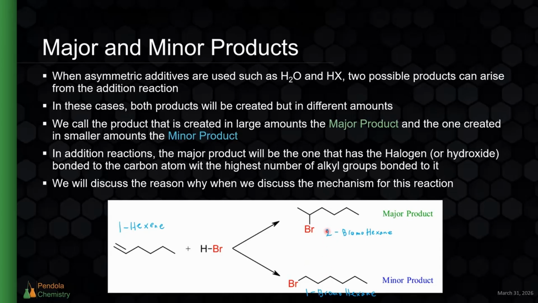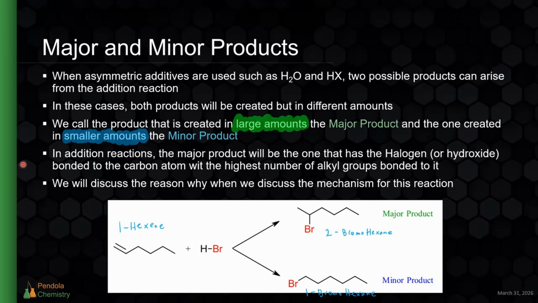But even though both of the products are created at the same time by the exact same reaction, they're not created equally. These two products are created in different amounts. The product that we make more of is called the major product. Very obvious there. And the product we make less of, a smaller amount, is called the minor product. So the major product is made in larger amounts. The minor product is made in smaller amounts. They're both made, but in different amounts.